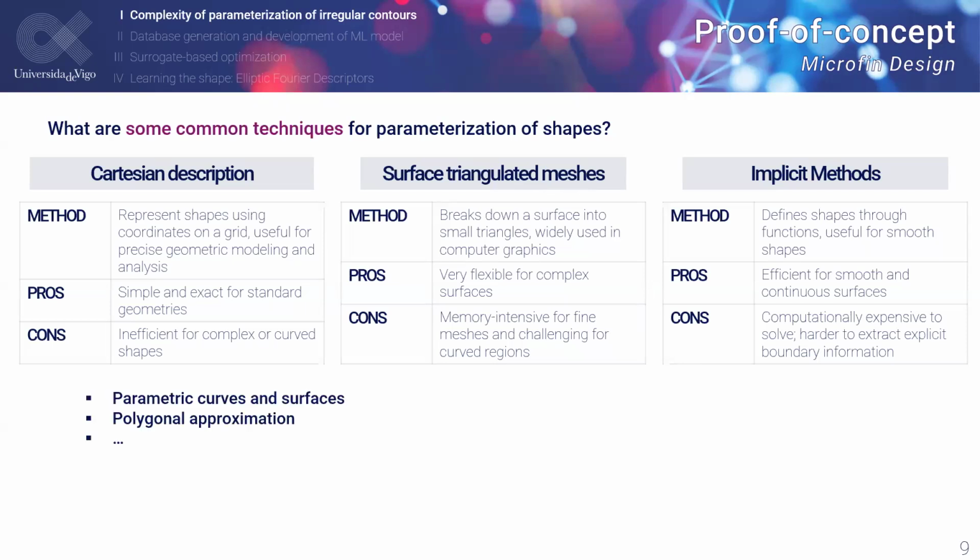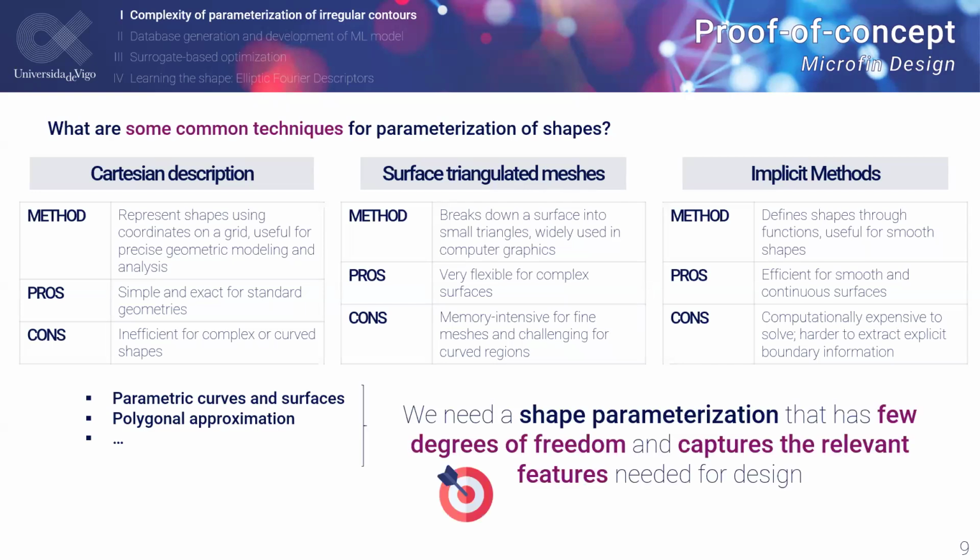And there are many other ways that you can parameterize a geometry, but the idea is that we needed to find a shape parameterization that could have as few degrees of freedom as possible, but that could capture all the necessary information for a data-driven model to train efficiently, and be able not only to interpolate, but also extrapolate, which is a really complex task to do.